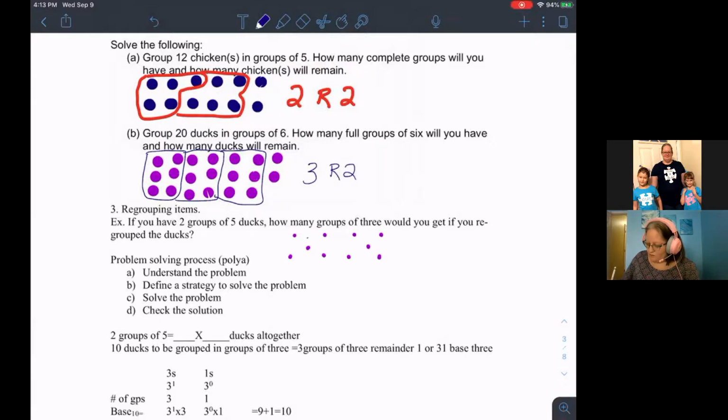So this is kind of what we're doing. We're converting one base to another. So if we're grouping them instead of by 5s, we're grouping them by 3. So we do 1, 2, 3, 1, 2, 3, 1, 2, 3. So we'd have 3 groups, remainder 1.